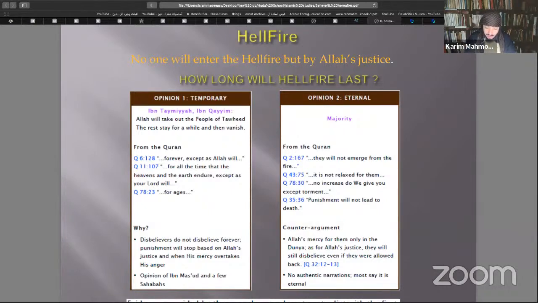The people of hellfire will also have other requests. Like what? They will ask Allah to take a day off. Like a day off from the punishment. Just one day off. That would be great if they can have one day off. It's continuous. Do you understand what continuous means?